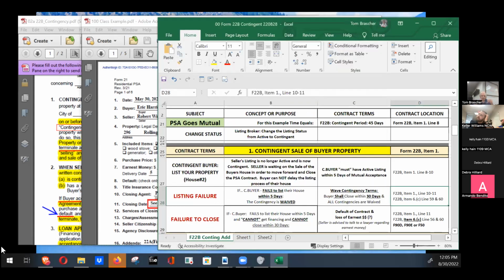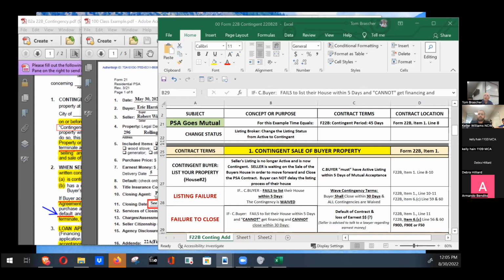So now that we're talking about, I'm getting the glasses out. So when I refer to this, when I come down, if you're waiving your contingency, you've now got 30 days to close. And that's what comes in. If you fail to close, now you have a different situation. This is where it's a default and the loss of earnest money. And I have right here, seller is advised to talk to a lawyer regarding earnest money. And I put right in here, out of line 56 and 60, I have 90D and 90E and then an F50.